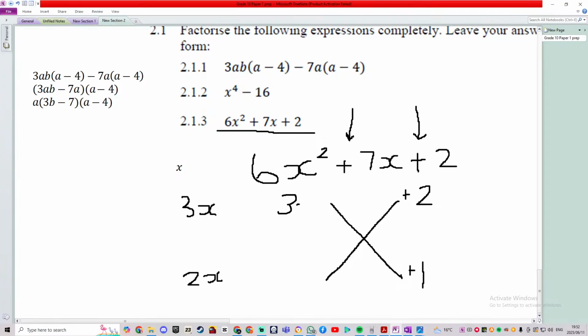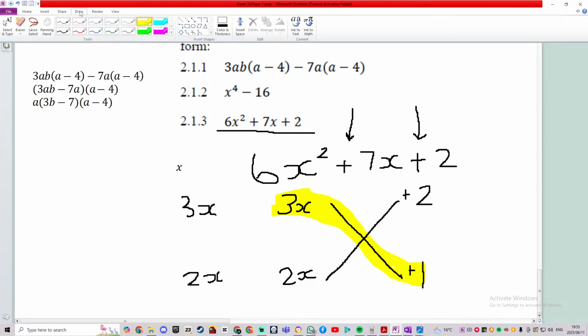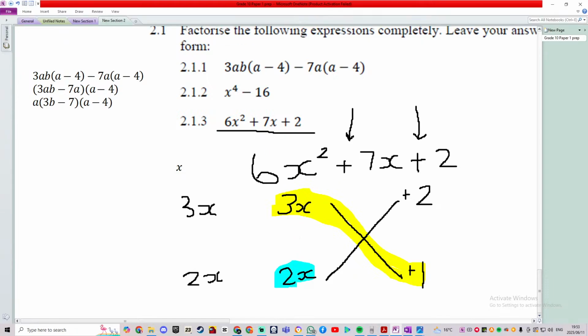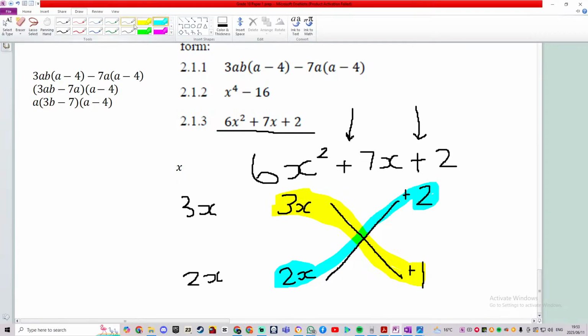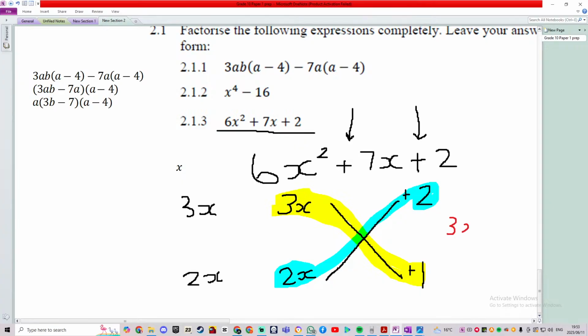So if I have 3x here, and 2x in this place, if I go across like this, it must give you the middle term. So that is 3x. Then if you go across here, 2x times 2 is 4x. So I have 3x and I have 4x. That gives me the middle term, 7x. That is how I know that this is correct.